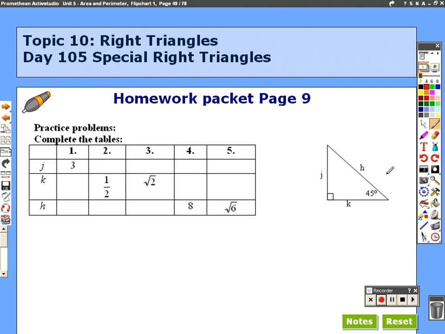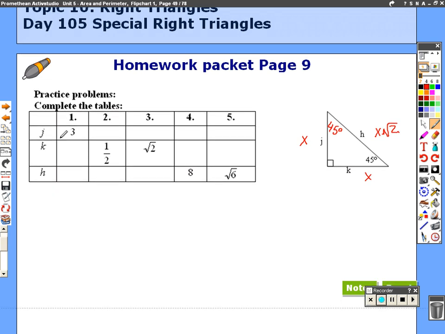We had labeled your special right triangles. We had said opposite each of the 45, for this one, 45, 45, 90, we had x, x, and this hypotenuse would be x root 2, based on that pattern that we had observed. Okay, so these are all different problems. This is problem 1, 2, 3, 4, 5, going down like columns.